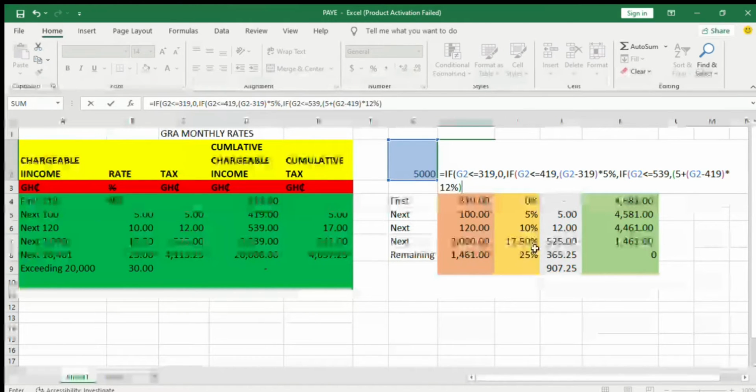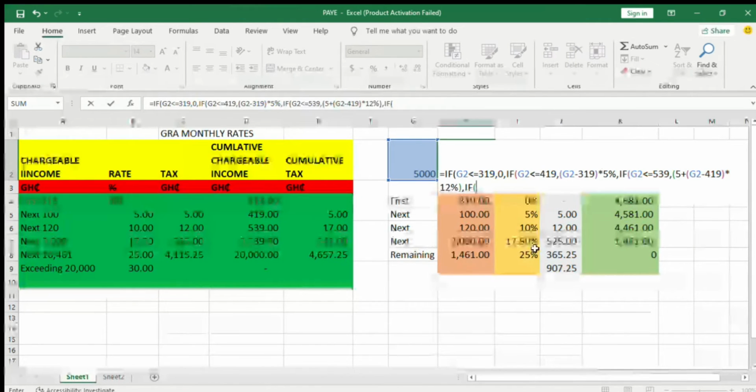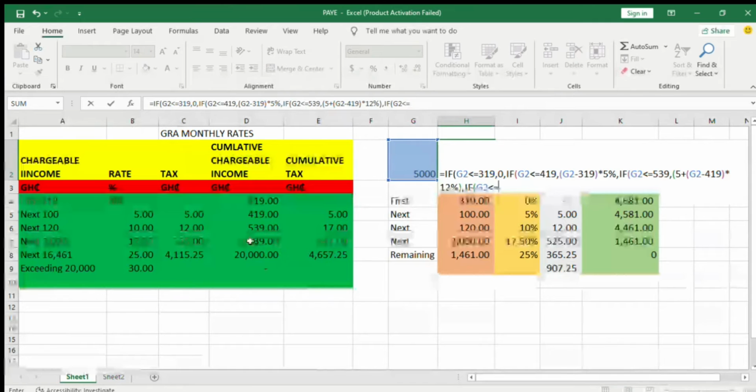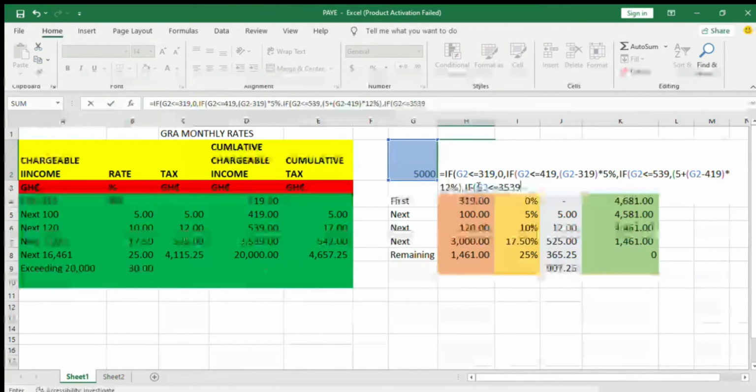Then we go again. We bring your tab key, so IF cell G2 is less or equal, so we are here now, the next 3000 is less or equal to 3539. What should we do? So at this level we have accumulated a tax of 17 Ghana cedis, so it has to be added.